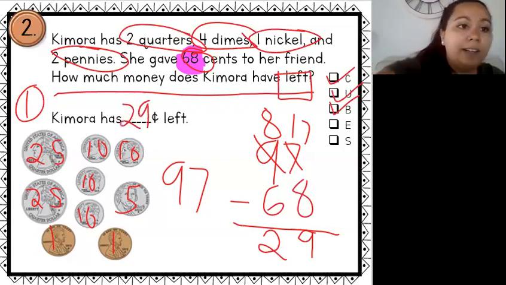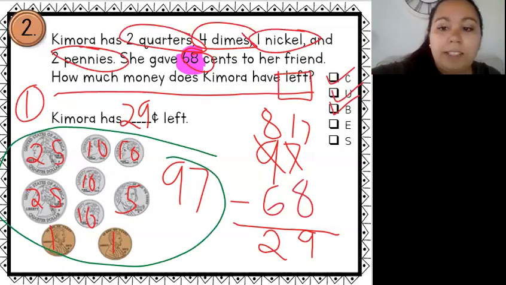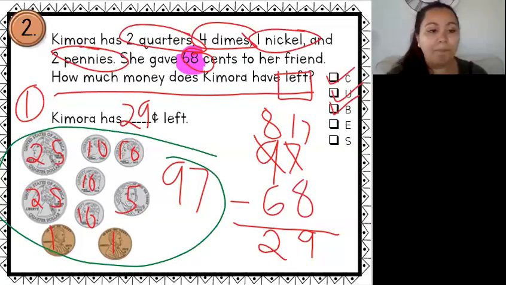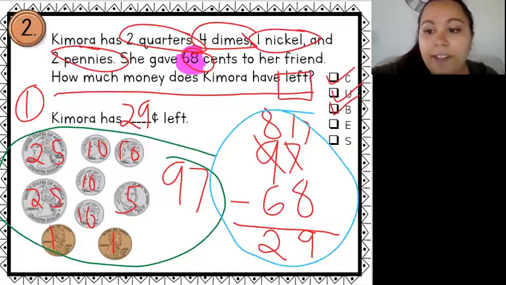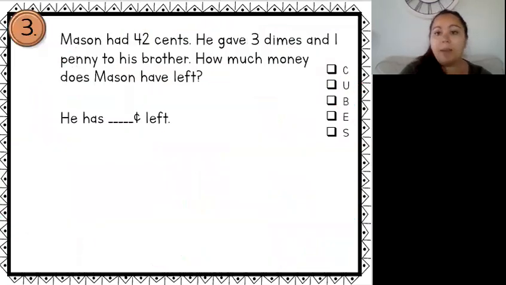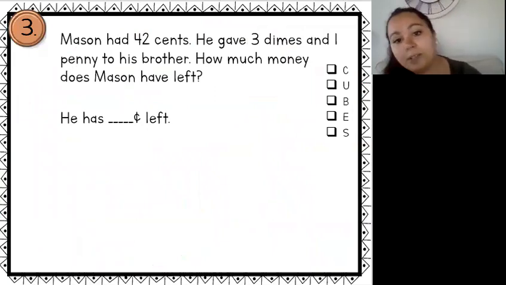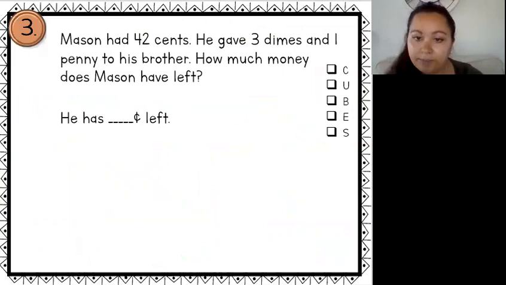So this part was step 1, and this part was step 2, okay? So we evaluated and we solved. Last problem. Mason had 42 cents. He gave 3 dimes and 1 penny to his brother. How much money does Mason have left?